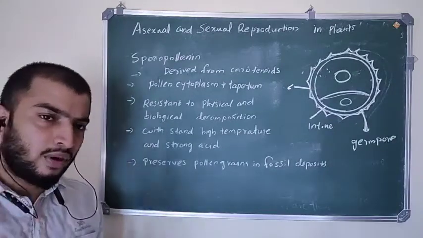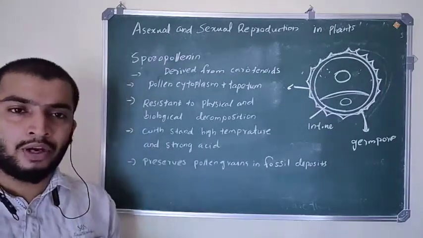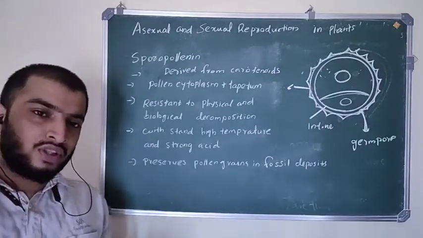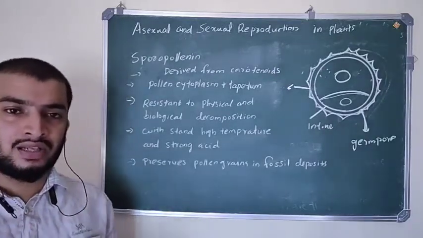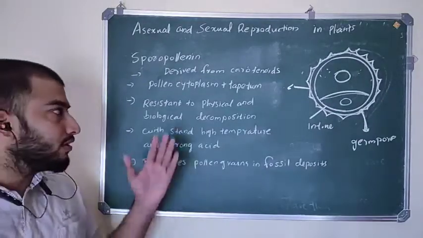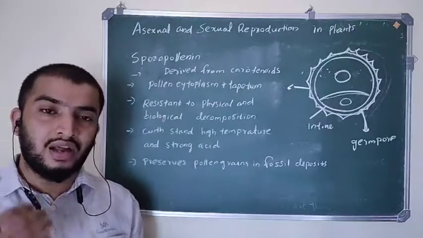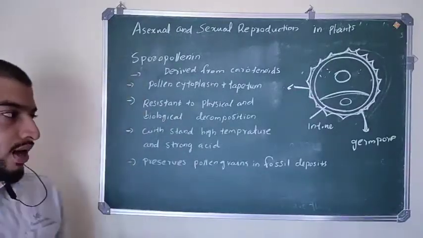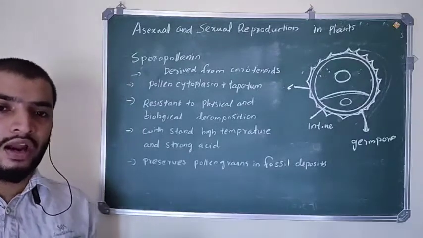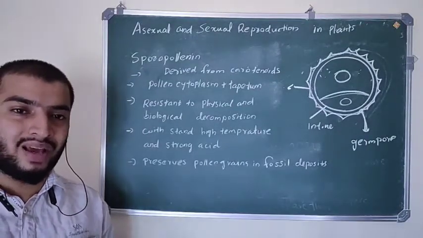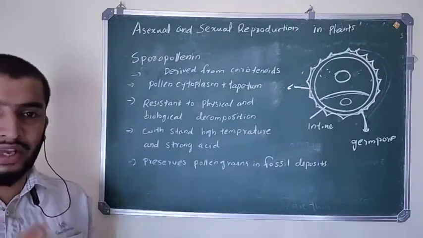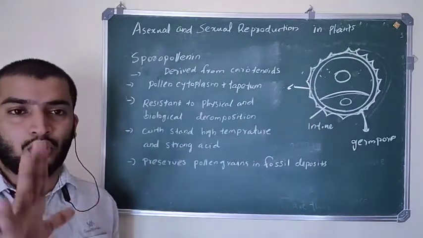It is derived from carotenoids and contributed by pollen cytoplasm and tapetum, and it can withstand higher temperature and strong acid, and it is resistant to physical and biological decomposition, and it preserves the pollen grains in fossil deposits and also at the time of pollination from anther to stigma. Okay, so this is the component present on the exine, which is sporopollenin.